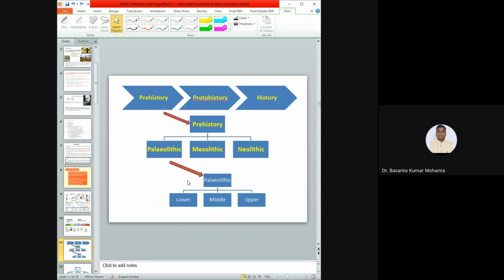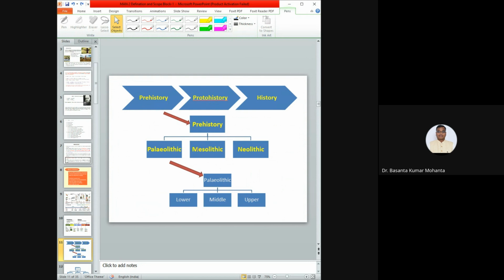Before going to this subdivision, we must know the meaning of Paleolithic, Mesolithic, and Neolithic. Paleolithic is the combination of two words: paleo plus lithic. Paleo means old, ancient. Lithic means stone. So, old stone age. Similarly, Mesolithic is the combination of two words: meso and lithic, where meso stands for middle and lithic means stone.